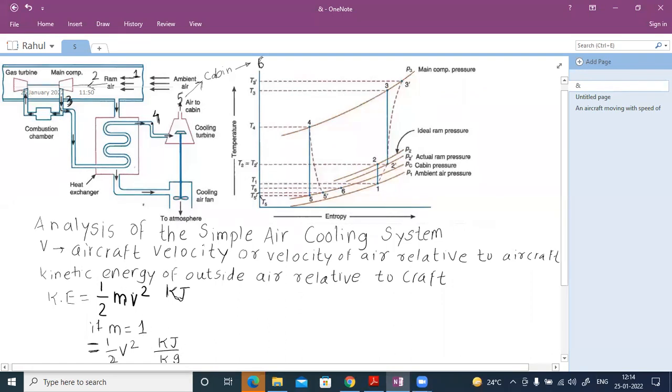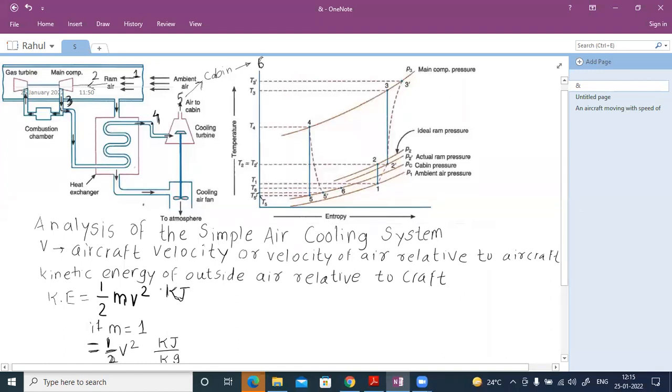See, half into m into v square will give the kinetic energy, right? Kinetic energy will be in kilojoule. But when you take mass equal to 1, you get this formula, half into v square. This formula will give you the answer in kilojoule per kg, because mass is 1. That means everything you have calculated is for 1 kg.